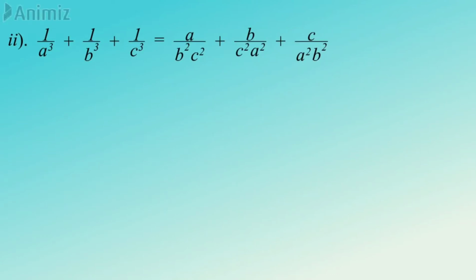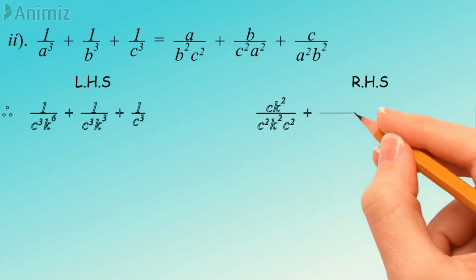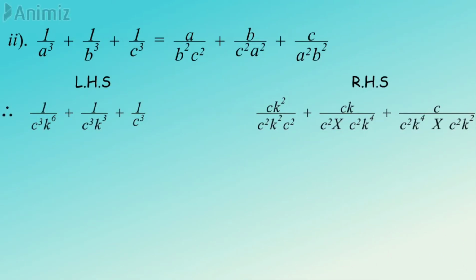Here I have taken numbers in the fraction on the left hand side also, right hand side also. So same way you have to put. A will be ck square, but on the left hand side I have taken a cube. So what it will be? C cube k raised to 6. B cube, B is ck, so it will be c cube k cube. Same way on the right hand side, when you put B square, it will be c square k square. A square will be c square k raised to 4.